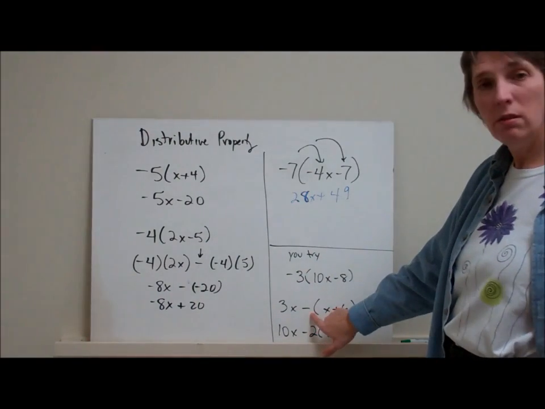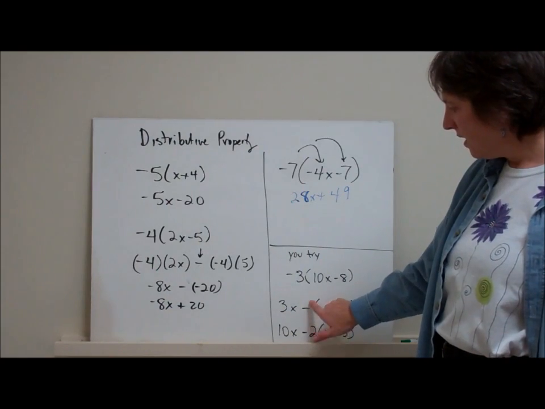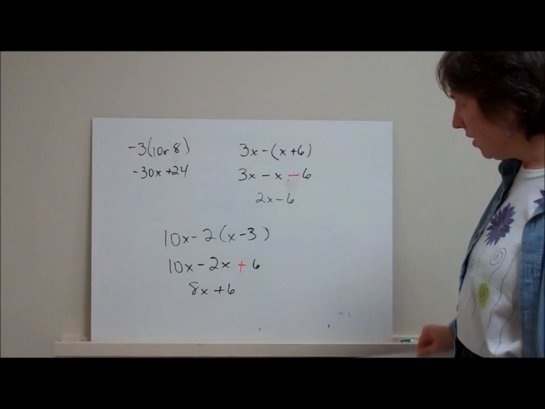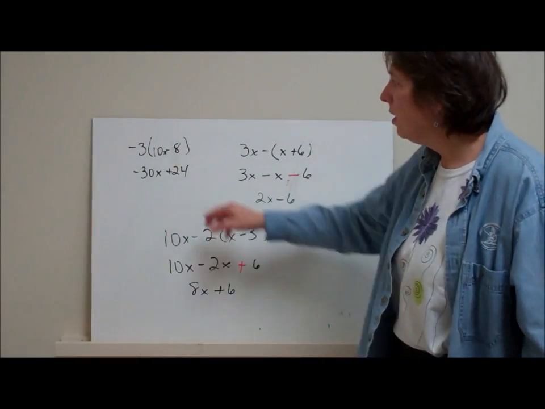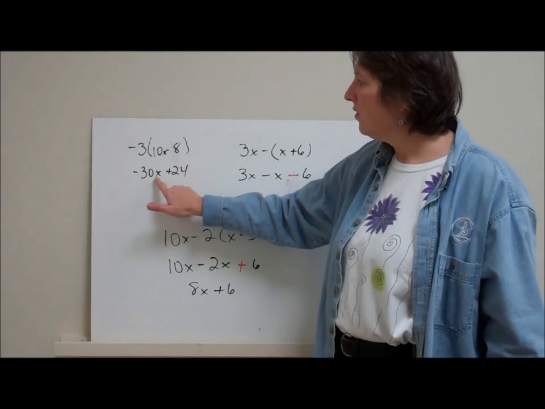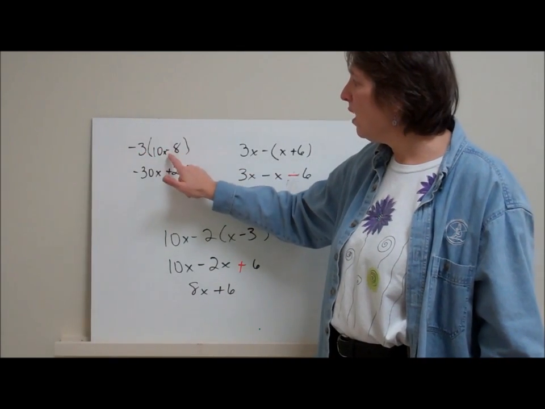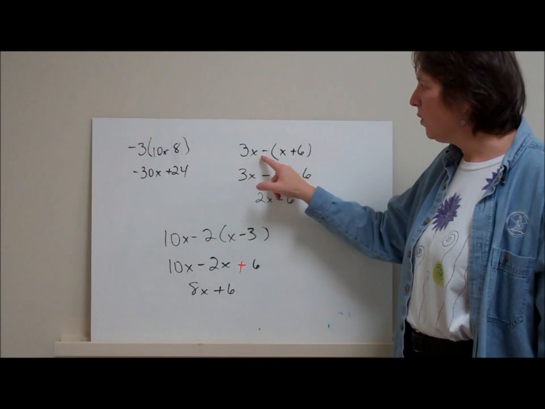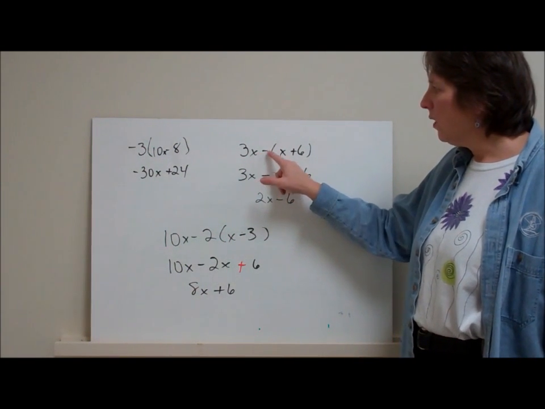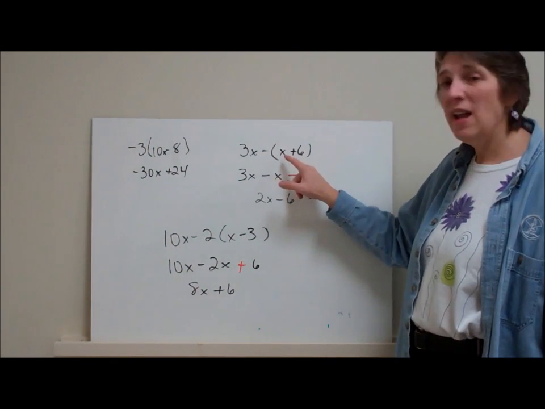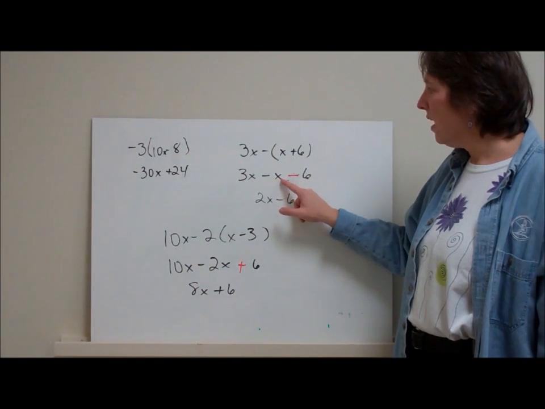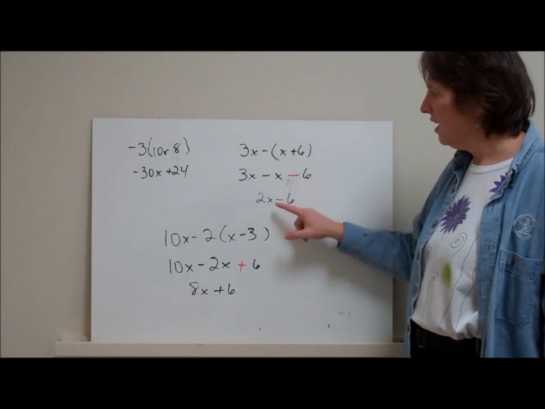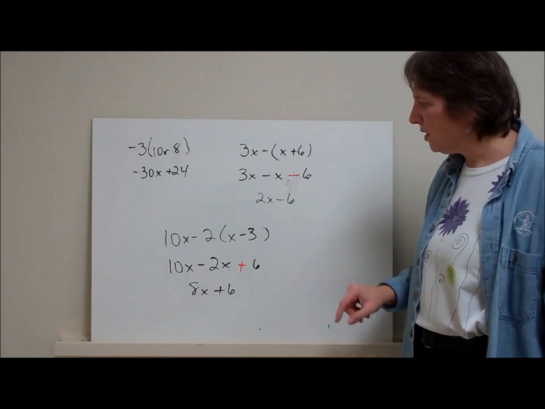Now this was tricky, because that's a what? That's a -1 there. So you're distributing a -1. And you don't have to show that step. For the first one, -3 times 10x is -30x, and -3 times -8 is positive 24. You should be able to do that in your head. For this one I'm going to remove the parentheses, and I go 3x minus. Well, I'm distributing a -1. So 3x minus x, and then -1 times positive 6 is -6. So then I combine like terms, 2x minus 6.